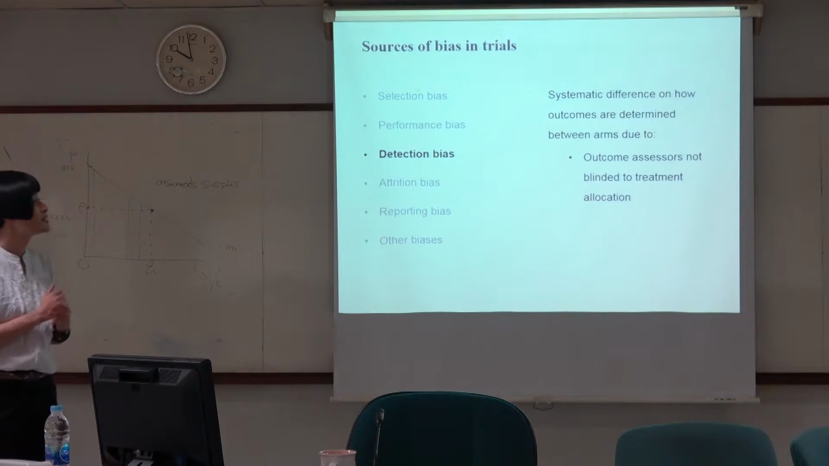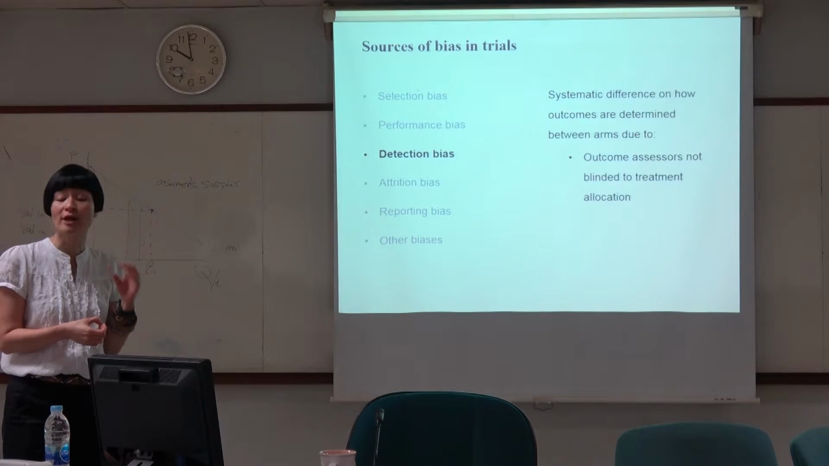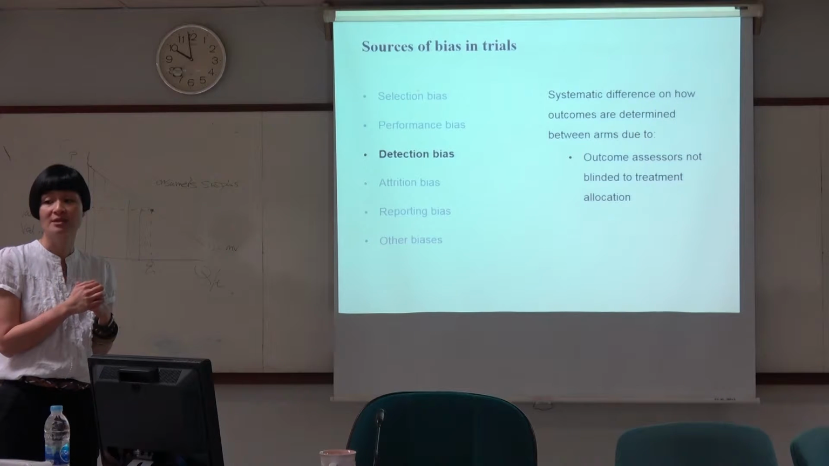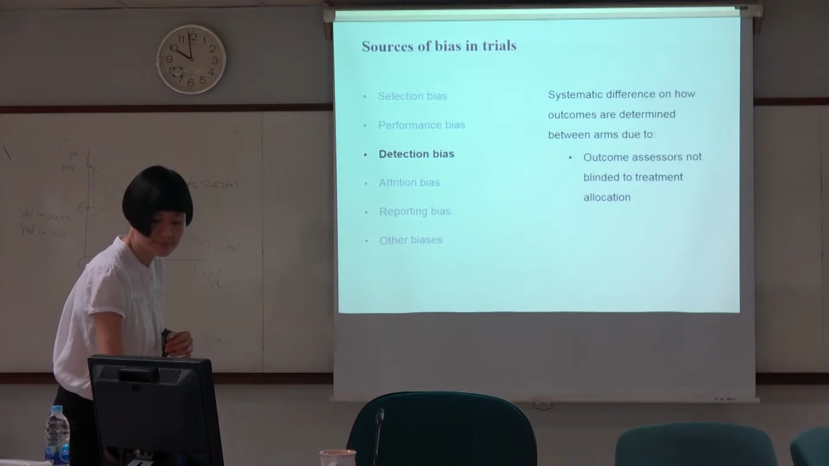Detection bias, a systematic difference on how outcomes are determined between the two arms. So outcome assessors do not know which treatment the patients are receiving. So in a lot of the cancer studies, for instance, the determination of progression is based on an independent review committee rather than the clinicians treating the patient.